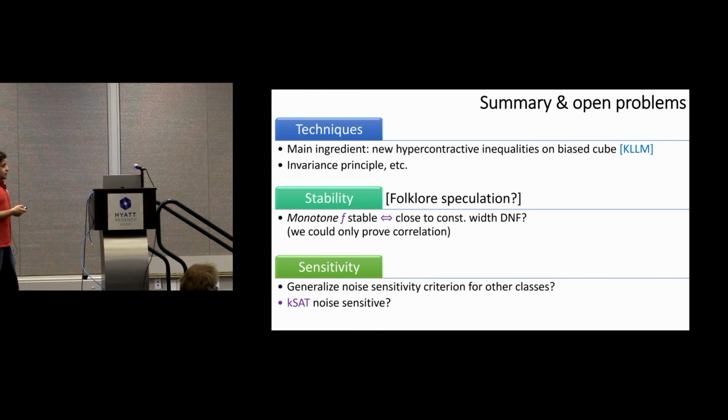And secondly, about noise sensitivity, it would be very nice to find a more general criterion for a function to be noise sensitive, even for graph properties, for other forms of P. Here we don't even have a conjecture. And also it would be nice to decide whether k-sat has the sharpest possible threshold or it is noise sensitive. We believe it is noise sensitive, but we don't know how to prove it yet. That's all. Thank you.